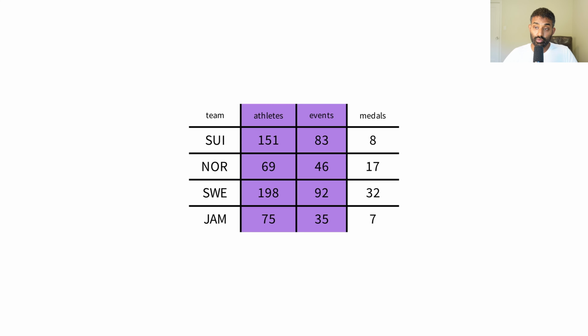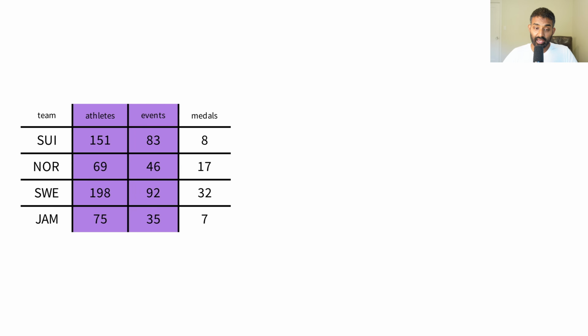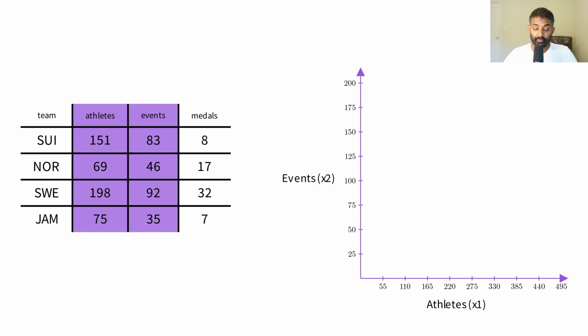So we now have 2 columns, athletes and events. And before we go ahead and predict medals, we can actually plot these columns against each other to check if they are collinear. So here we have athletes on the x-axis and events on the y-axis. And we can plot them. And then we can do something similar to what we did last time and actually draw a line to approximate the shape of the data.